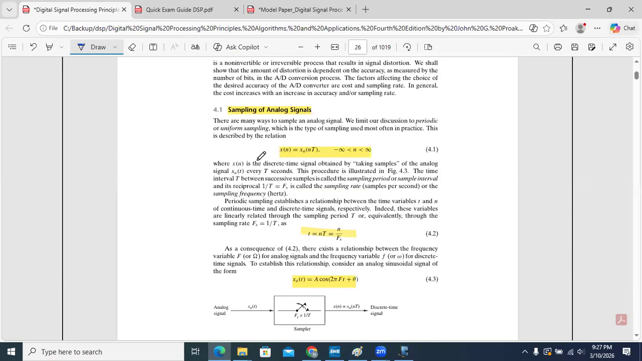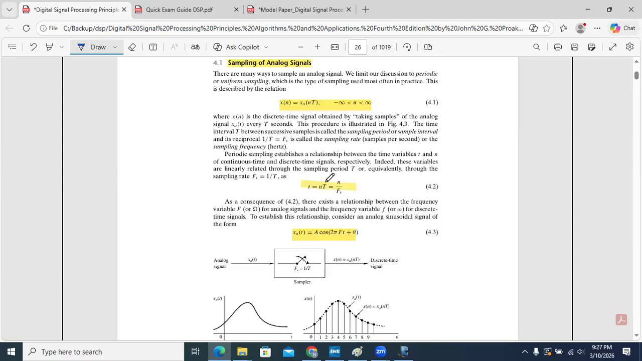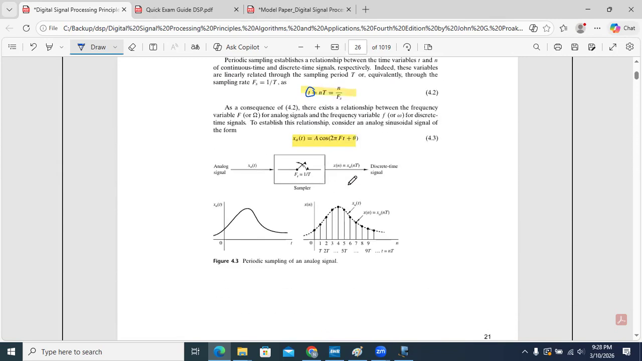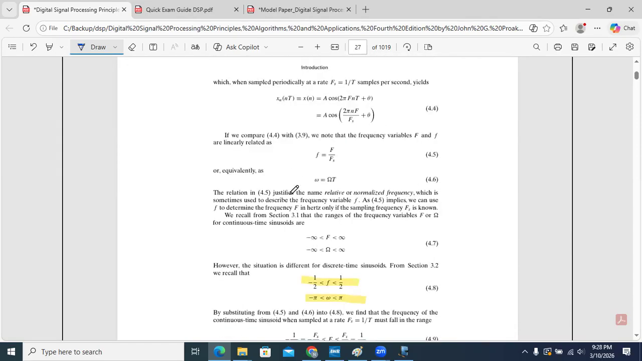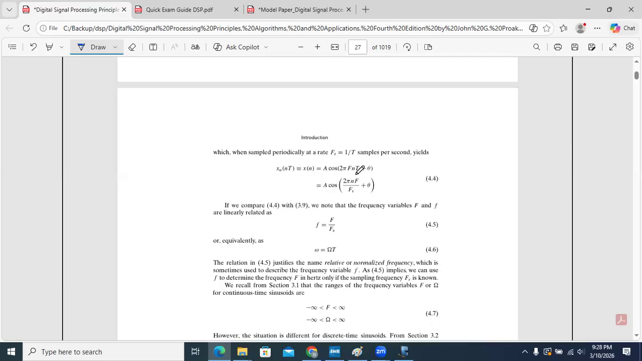Then you put these equations here. This n, this is the sampling time, and this is the sample time. Like this. This is sampling, so the signal is sent through a switch, as I told you.